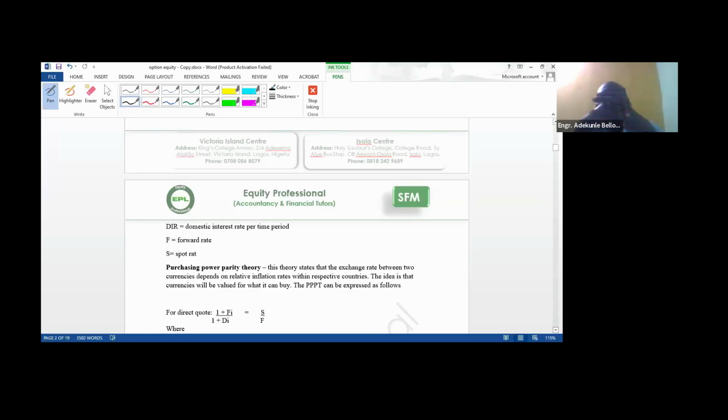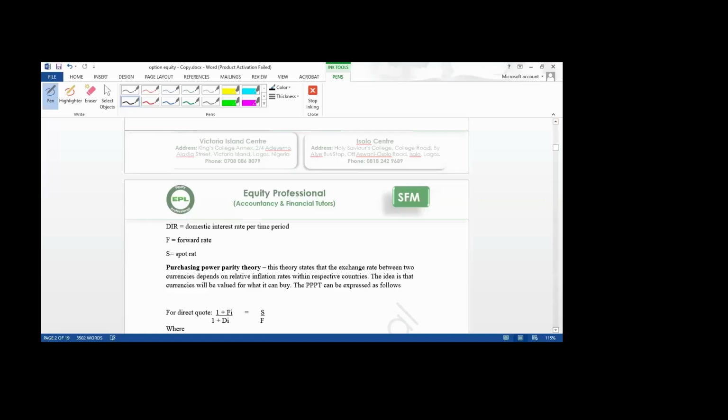We can use this equation to forecast exchange rates between two currencies. So please note, one of the reasons why... Sorry, sir. Please, can you take the formula again? All right, no problem.